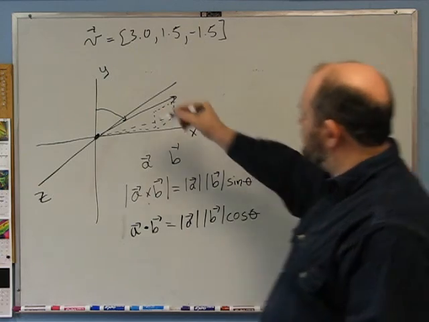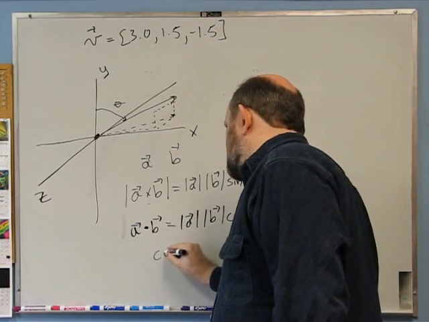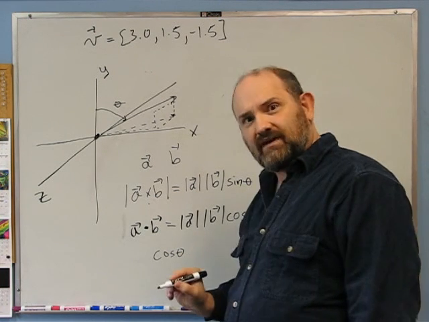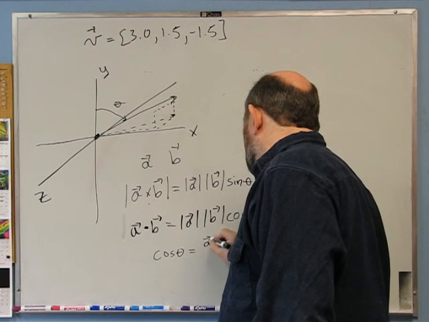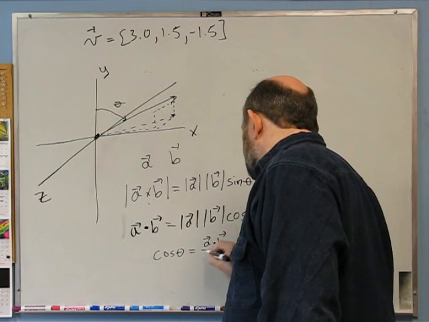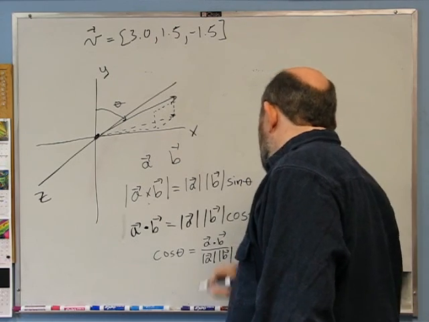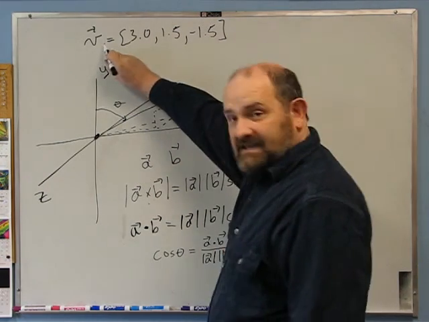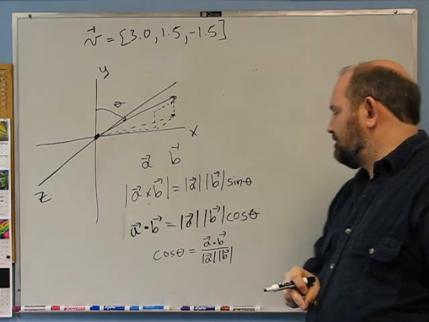Well, what we're after is this angle theta. So if I label this as theta, what we're after is theta. If I find cosine theta, it's basically the same as finding theta. I just do an arc cosine. We know that cosine theta will equal A dot B divided by the magnitude of A and the magnitude of B. So now, for A, I can use V, right? I can substitute V for A, but then what's B?